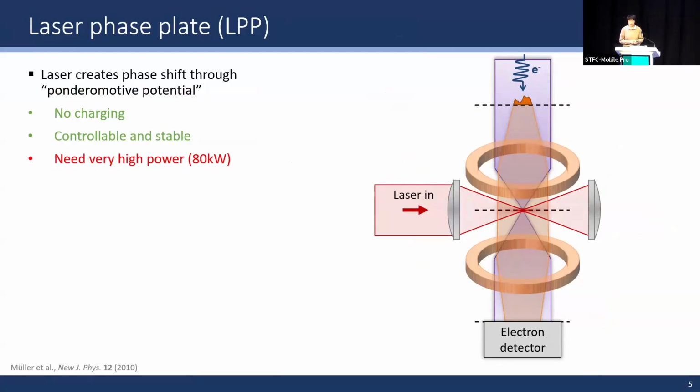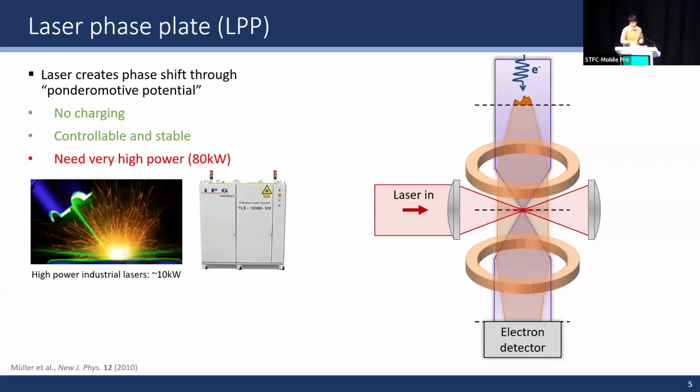One of the challenges is that it needs a very high power, on the order of 80 kilowatts. Just to give some context, the highest power industrial lasers you can get are roughly 10 kilowatts, so we need almost an order of magnitude higher than what is offered. Our approach is to amplify light using what is known as a cavity. It's essentially two mirrors, and we can send some light in. That light bounces back and forth, and it builds up within this space. We end up with a very intense spot right at the point of the electrons.